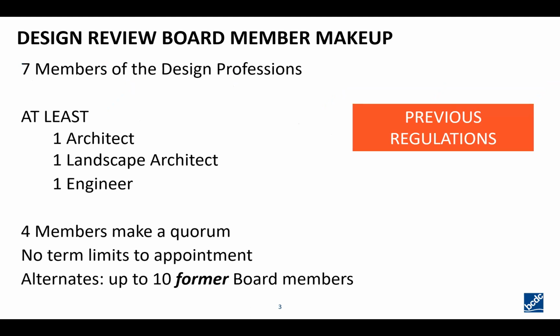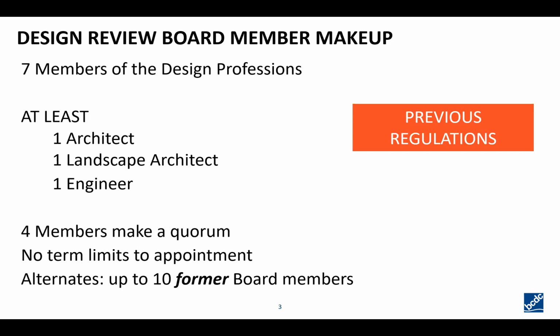So the basic makeup of the board is defined in the regulations. They define the board as having 7 board members with at least 1 architect, 1 landscape architect, and 1 engineer. These design professions represent the minimum necessary to hold a productive review of a development project. To hold a meeting, we need 4 members to make a quorum. And in the past, it's often been a challenge to achieve quorum because of board members' schedules and project conflicts. And this is why it's useful to be able to call on board alternates in the event that a quorum can't be achieved.